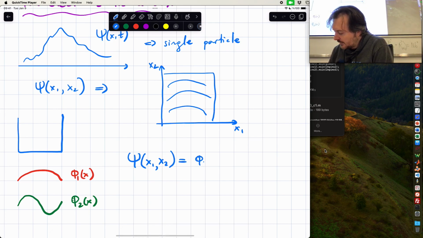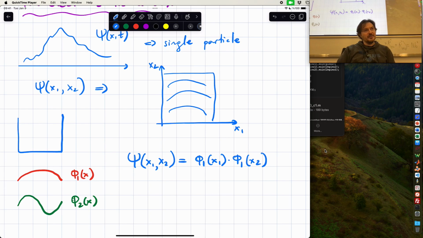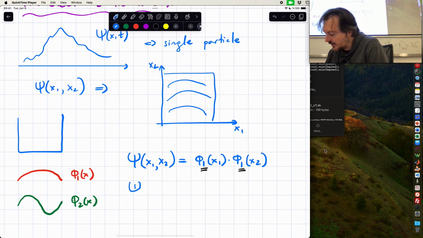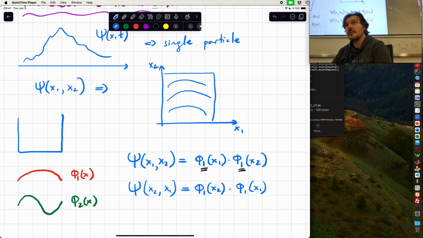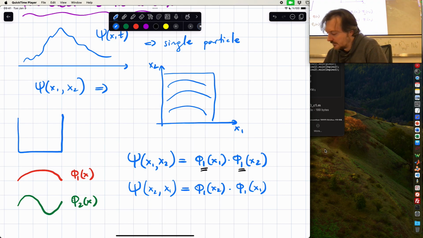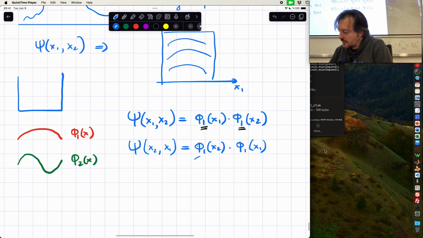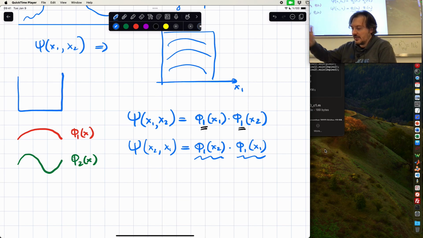which is phi 1 of x1 multiplied by phi 1 of x2. So the indices are really important here, so please follow them, and if I make a mistake, you correct me. Do you see that this is also 1, this is also 1? Do you see it? This wave function is symmetric. Why is it symmetric? Because if I replace x2 and x1, I get phi 1 x2 times phi 1 x1. Do you see it? Is it equal to each other? So it's symmetric. If you do phi 1 x1 times phi 1 x2, you construct a symmetric wave function. How are we doing so far?